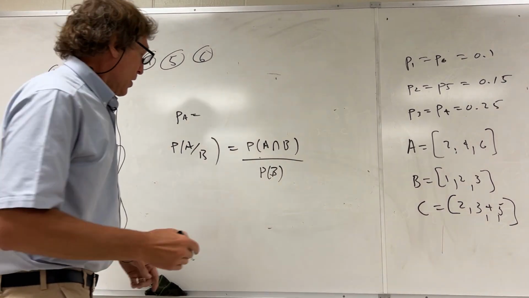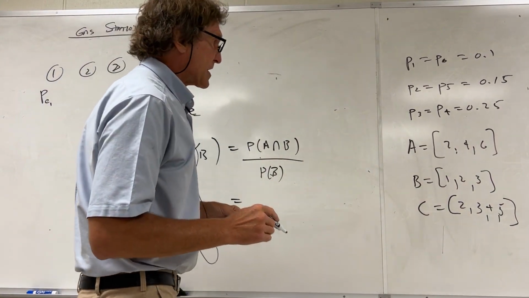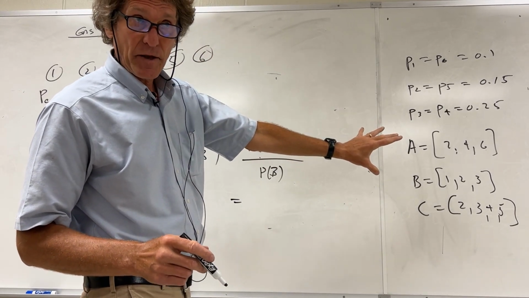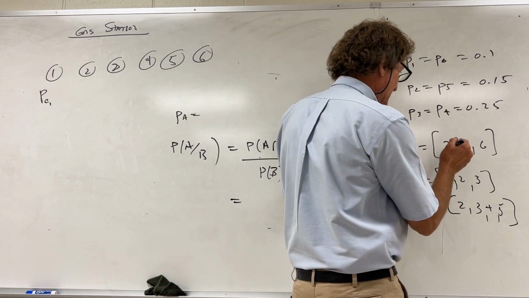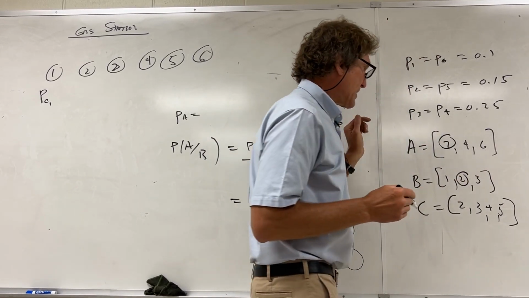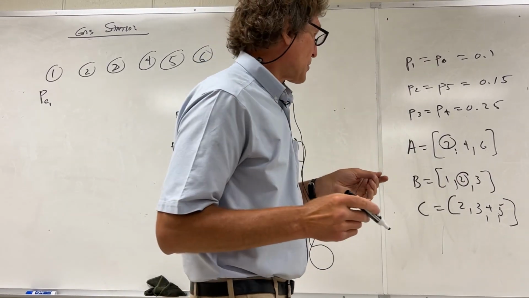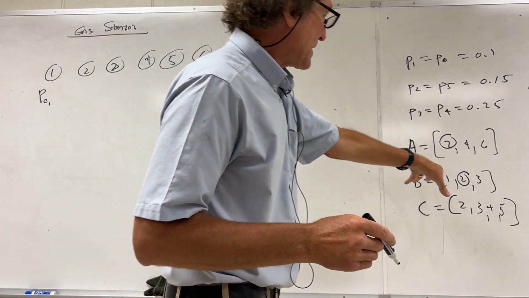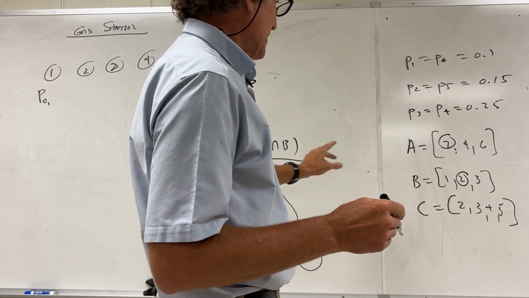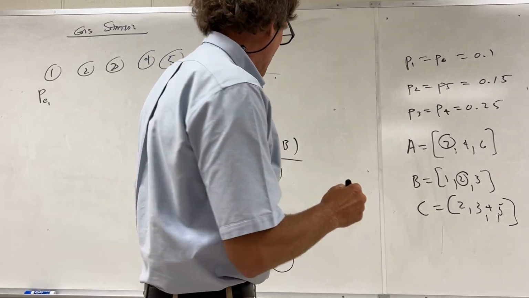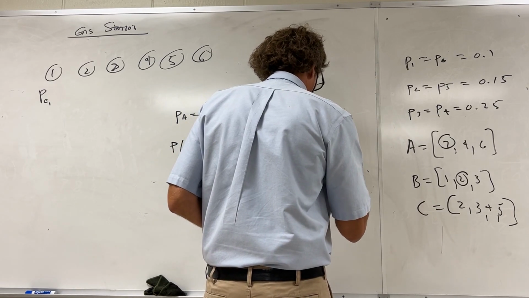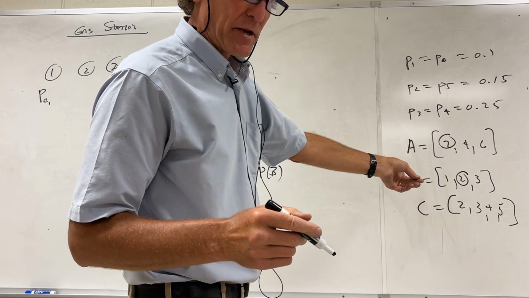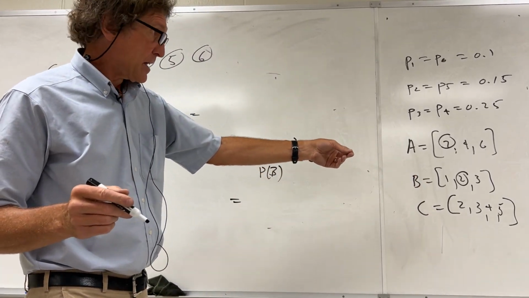What's the probability of A intersect B? A intersect B, the common things. They have 2 in common. Do they have anything else in common? No. So on top, they're saying B occurs, so one of these occurs. On top here, you're going to have the probability of 2, which is 0.15, and it's divided by the probability of B. What's going to be the probability of B, by looking at that?